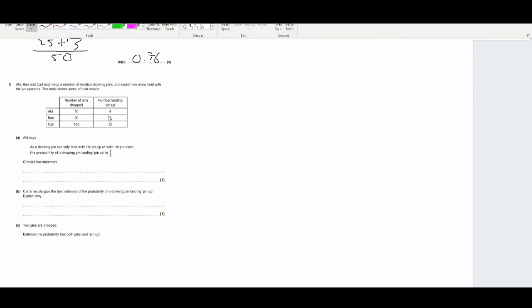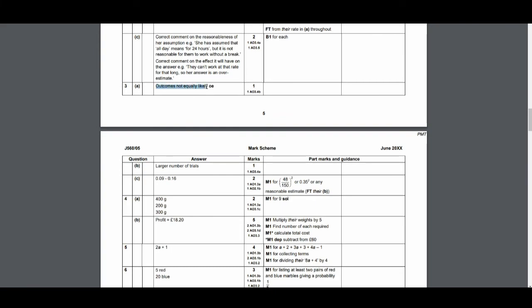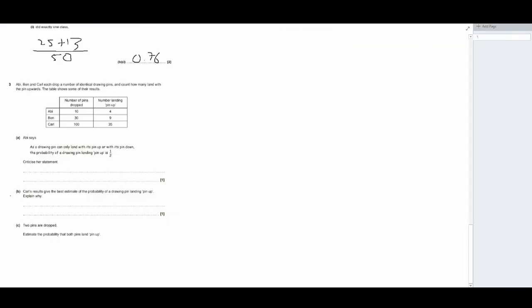In this case, if you look ahead, it looks like it's about 1/3 pin up and 2/3 pin down. But what Abby said, she's disregarded the individual probabilities that come with the event and just reduced it to two events on their own, forgetting everything that's enclosed within that event. So if you look at the mark scheme, what it says is outcomes not equally likely, which is basically what I've said.